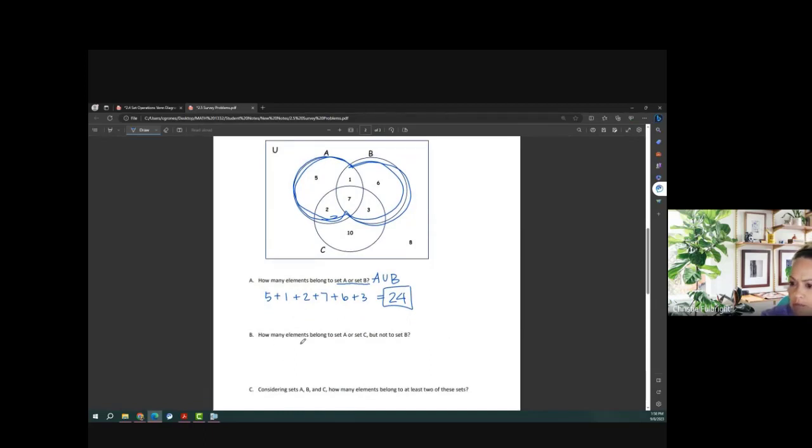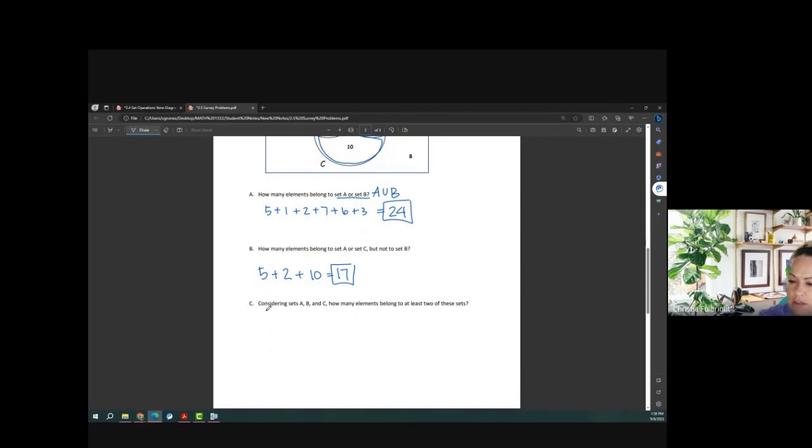B, how many elements belong to set A or C, but not B? So remember, whenever it says "not," we cannot use anything inside of that set. So not B, but we want A or C. So we are left with 5 plus 2 plus 10, 17 elements.